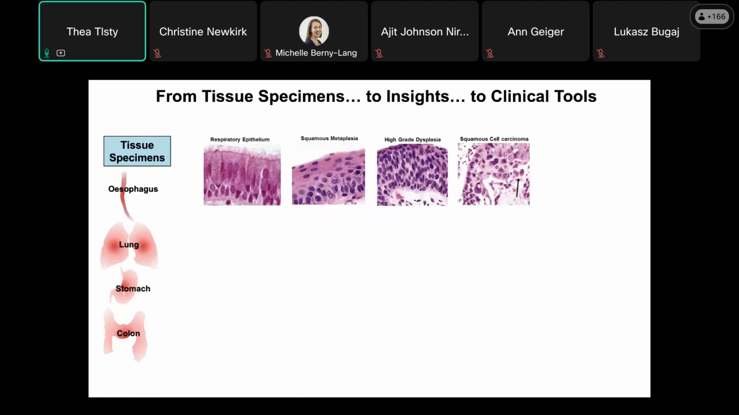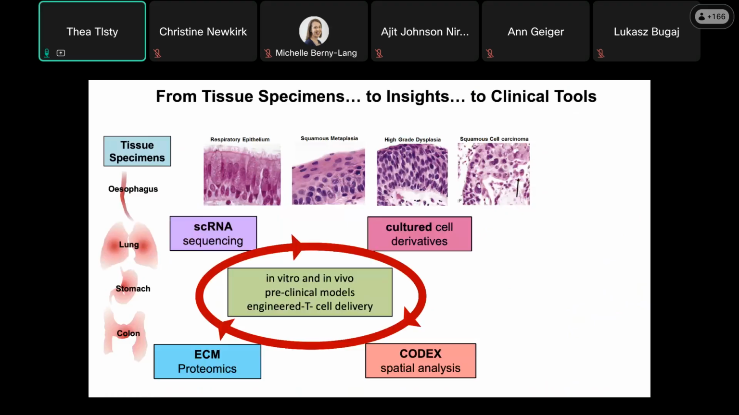I'm going to use the airway as the example today, taking normal respiratory bronchial airway, going all the way there. And as I said, we've done this with these other tissue types as well, and getting clinical samples from patients from our collaborator in Montreal, Dr. Lorenzo Ferri.